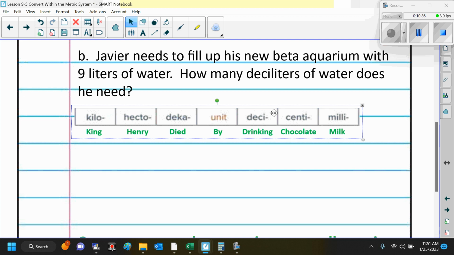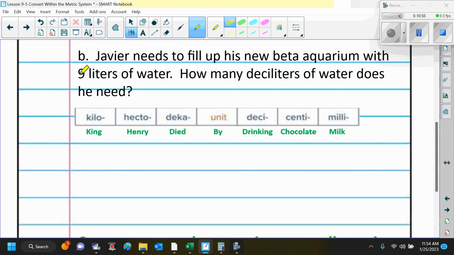All right, I want you to take 2 minutes to work on this example B with your table partner. It says Javier needs to fill up his new beta aquarium with 9 liters of water. How many deciliters of water does he need? Take 2 minutes to work on that with your table partners. What are we converting from, to what? We're converting from liters to deciliters.